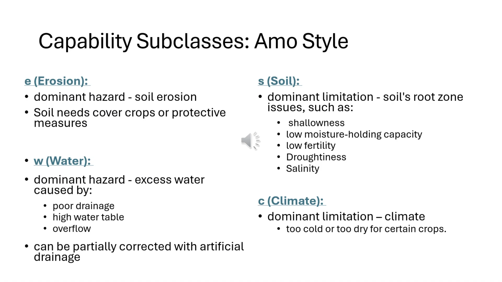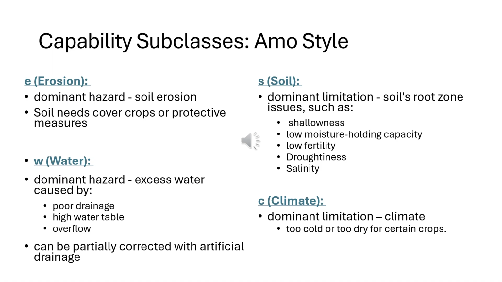What probably causes that? Slope, right? And what would need to be done? Well, soil would need maybe cover crops to prevent erosion or some other type of protective measures for that subclass.